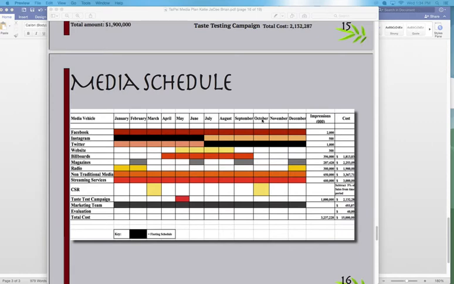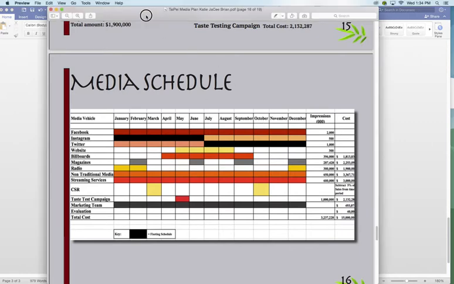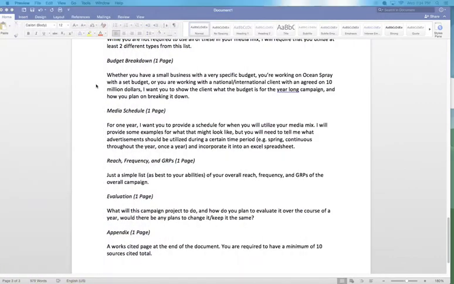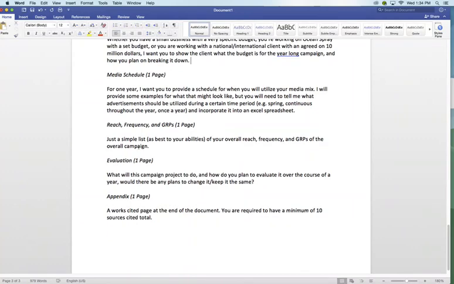So this is just an example of what you'll be looking for, and I'll post these examples up as you learn. I will want you to produce your reach, frequency, and GRPs, which honestly will be a pretty simple page here. I'll show you what it looks like.